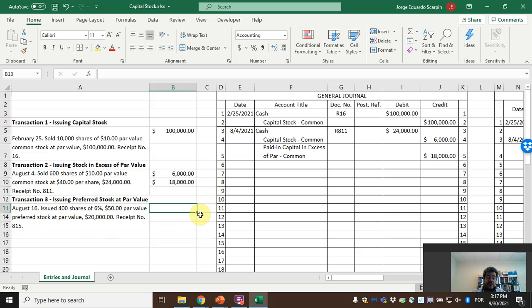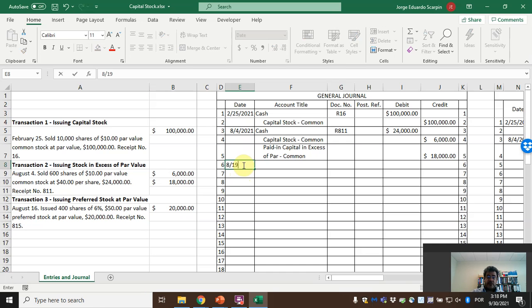How do we find the $20,000? 400 shares times $50 par value. So we will pay them every year 6% of $20,000, times 6%, $1,200 of dividends. So it is just like an interest here. What is our journal entry?